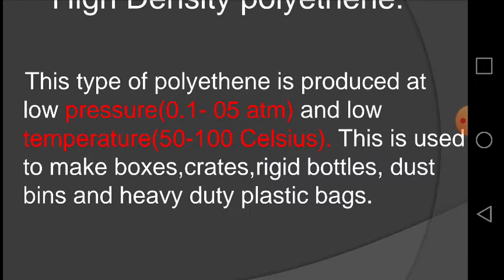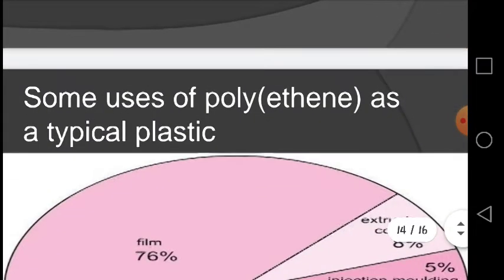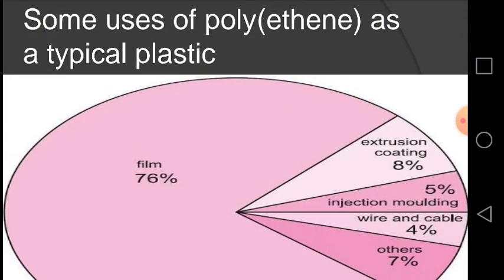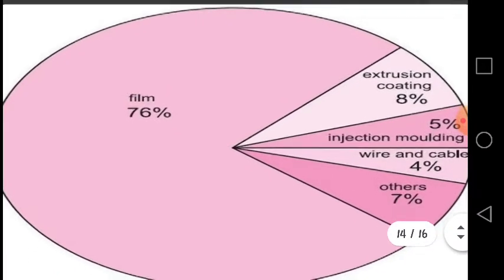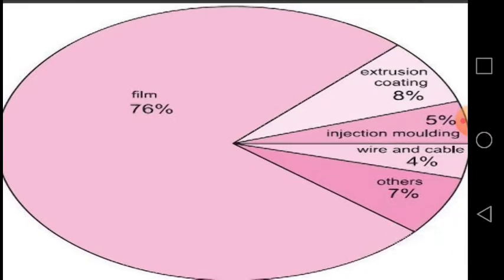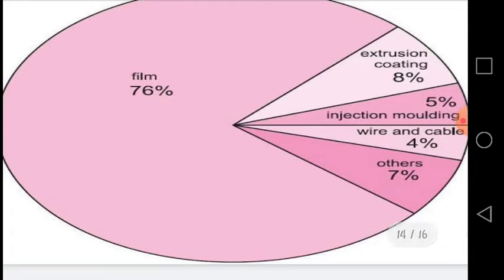Dear students, these are the two types of polyethylene and their uses, but overall polyethylene has some basic uses as a plastic. 76% of polyethylene is used in film making, and 8% extrusion coating, 5% injection molding, 4% wire and cables, and 7% other purposes. So you can see from here how important polyethylene is.